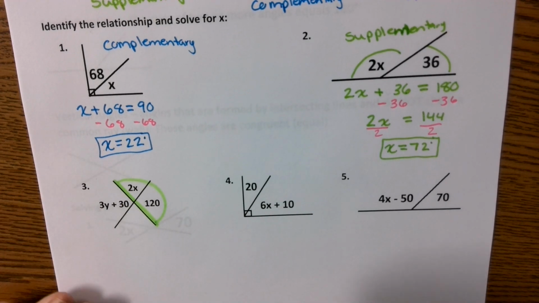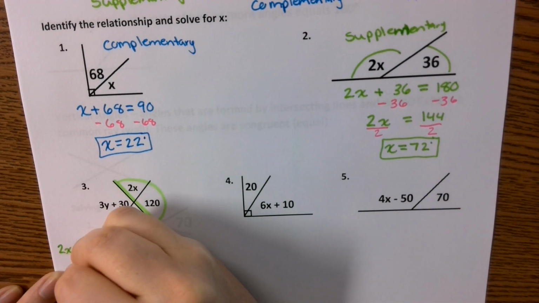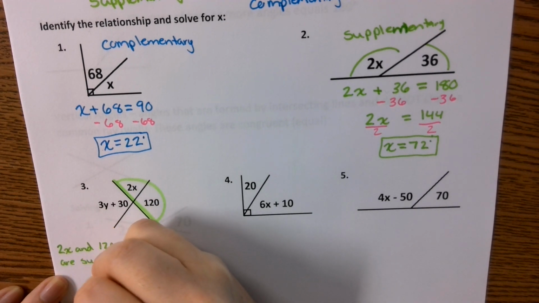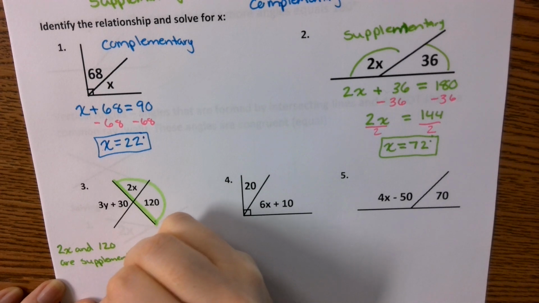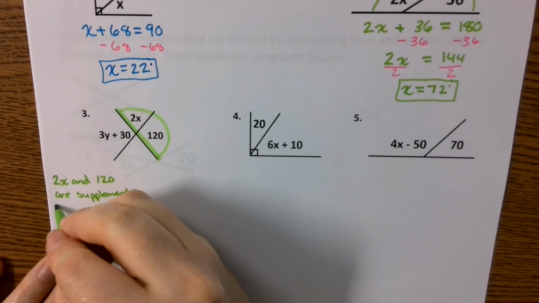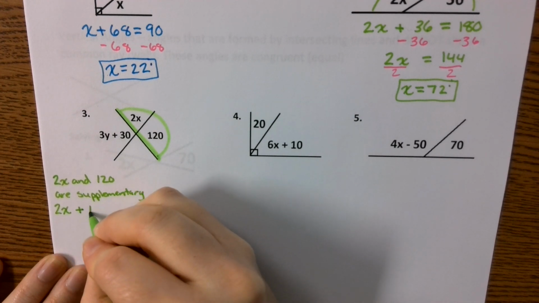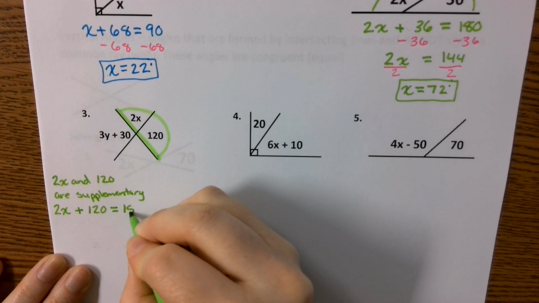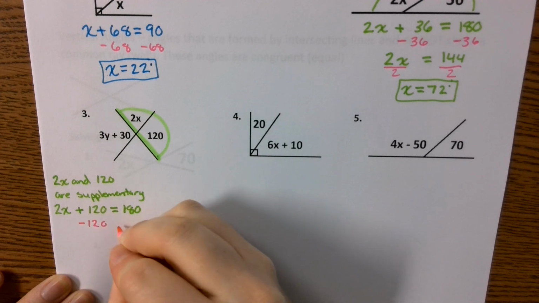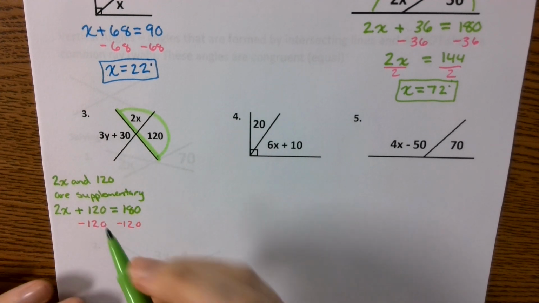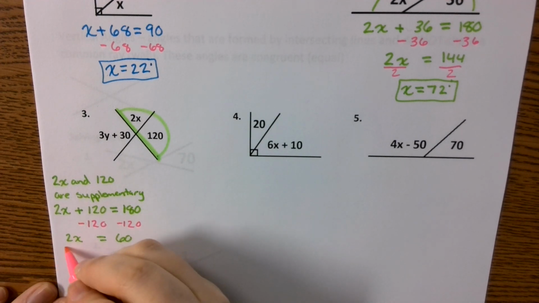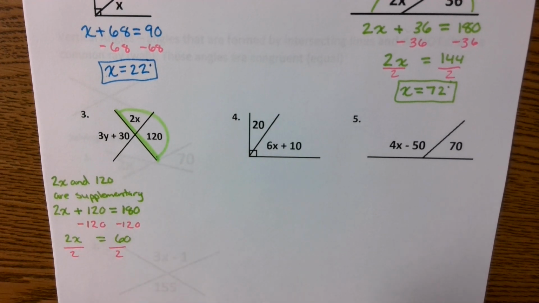Okay, so for here, I'm going to write down 2x and 120 are supplementary. So that way I know how I'm going to set up my equation for them. The 2x and the 120, that is a supplementary relationship. So that means I'm going to take 2x, I'm going to add it with 120, and that's going to be equal to 180 degrees. From there, I can start solving. I can subtract 120 from both sides first. That's going to leave me with 2x is now equal to 60. And then I can divide both sides by 2 and get x is equal to 30.